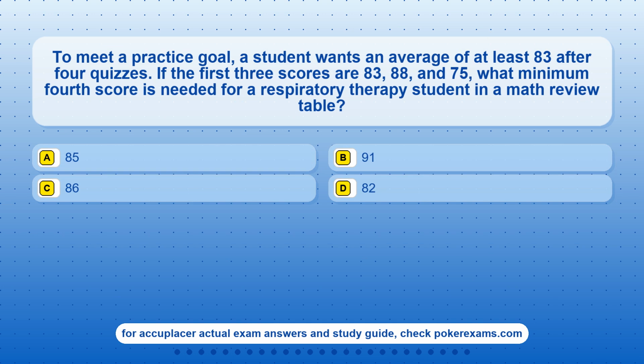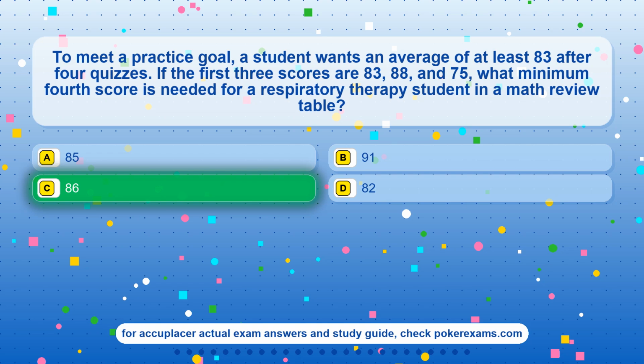Question 23. To meet a practice goal, a student wants an average of at least 83 after 4 quizzes. If the first 3 scores are 83, 88, and 75, what minimum 4th score is needed for a respiratory therapy student in a math review table? Option A, 85. Option B, 91. Option C, 86. Option D, 82.